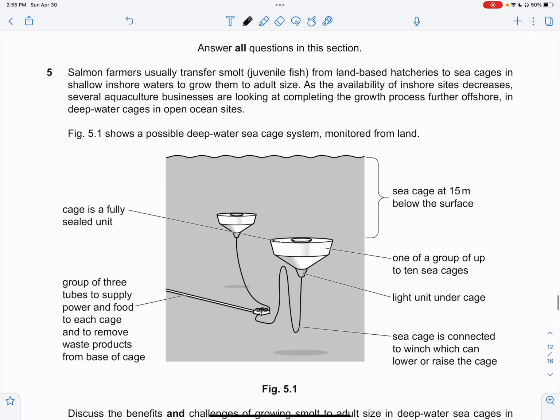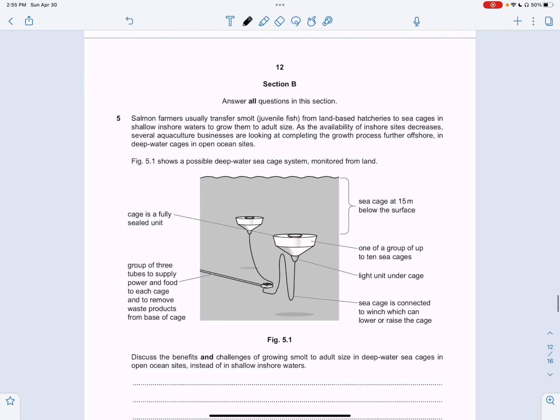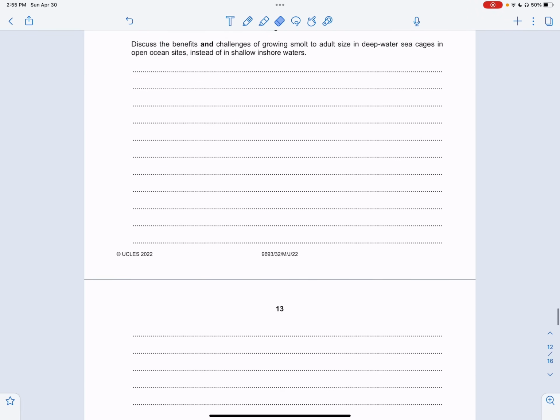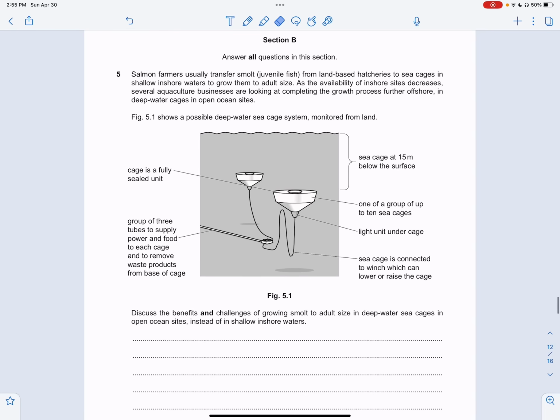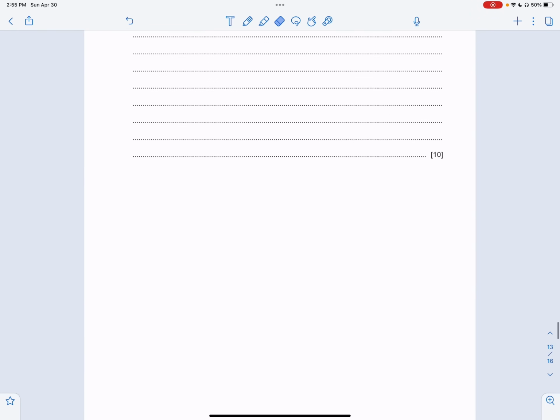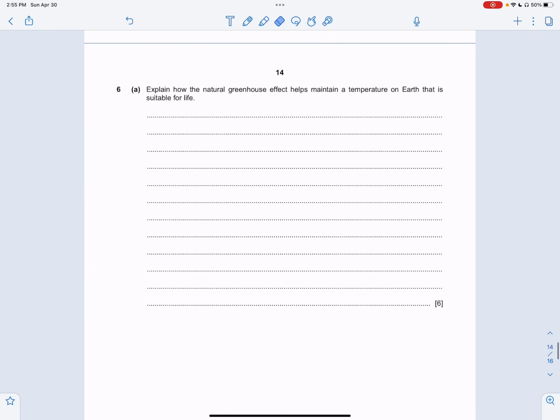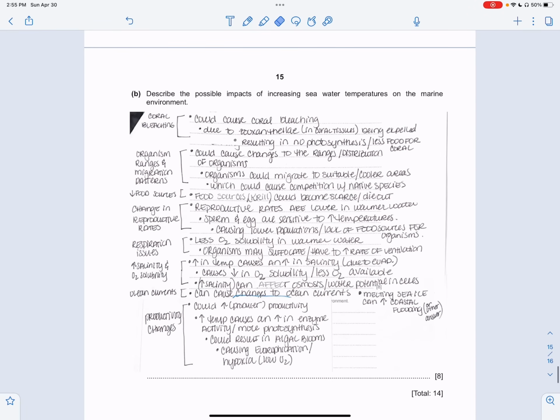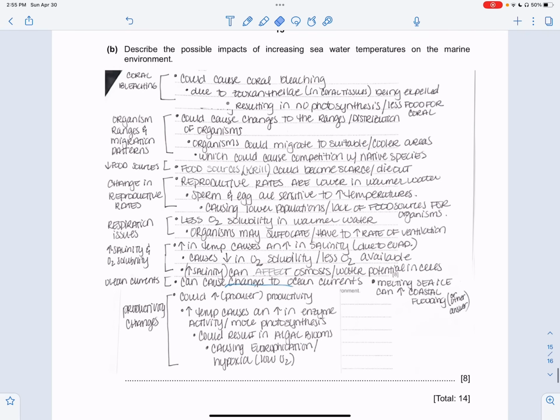All right. Now we're in section B. So the bigger mark questions, and so that means we're more than halfway. This is going to be from 8.3, which is aquaculture. And then you've got 9.2, explain the natural greenhouse effect and how it makes life suitable on Earth. I already put in this answer because I've already written it once.